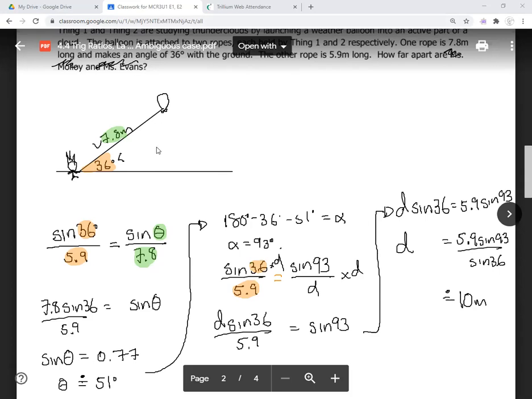You ready? Okay. This is grade 11 stuff. This is what we call the ambiguous case because the information the question gave you isn't enough.